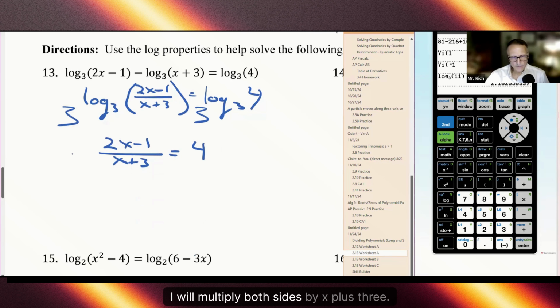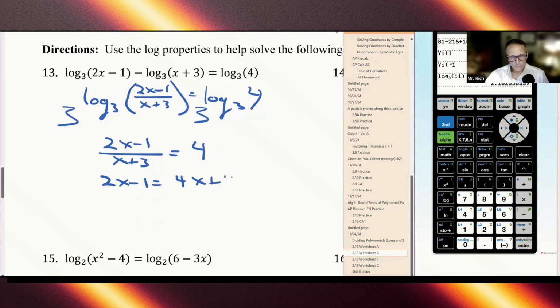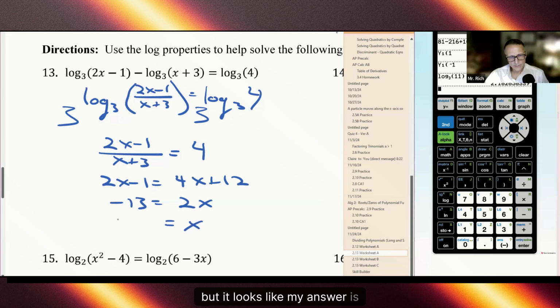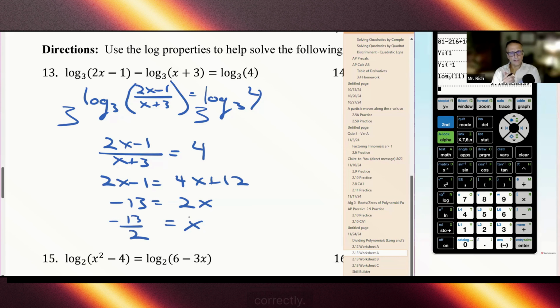I will multiply both sides by x plus 3. That's going to give me 4x plus 12. I will subtract 2x from both sides. I will subtract 12. I'm doing this super fast, but it looks like my answer is negative 13 halves if I did my math there correctly.